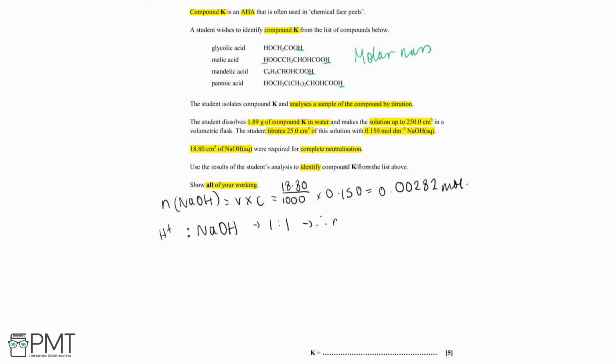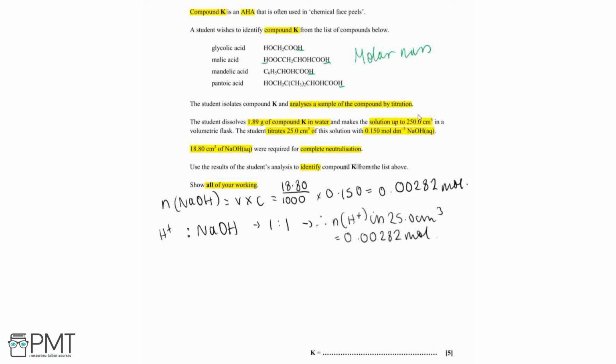Therefore, our moles of the acid in the 25 centimeters cubed, because that was what was used with the titration, is going to be also 0.00282 moles overall. So now we've worked out how many moles of acid we've got from the 25 centimeters cubed.